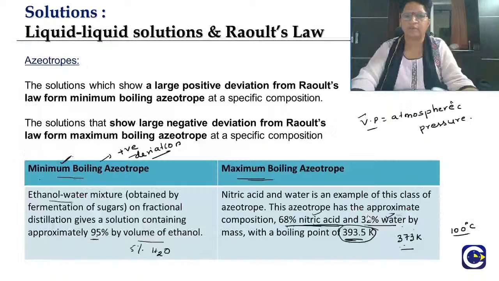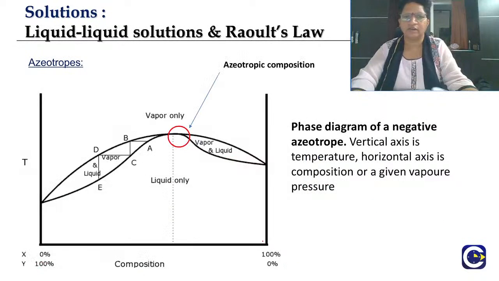Only in the textbook we have this. You remember this composition, that's more important. Just give a reading about this. There's no paper so far asking about this part, about the azeotropes. This is the maximum boiling azeotrope.